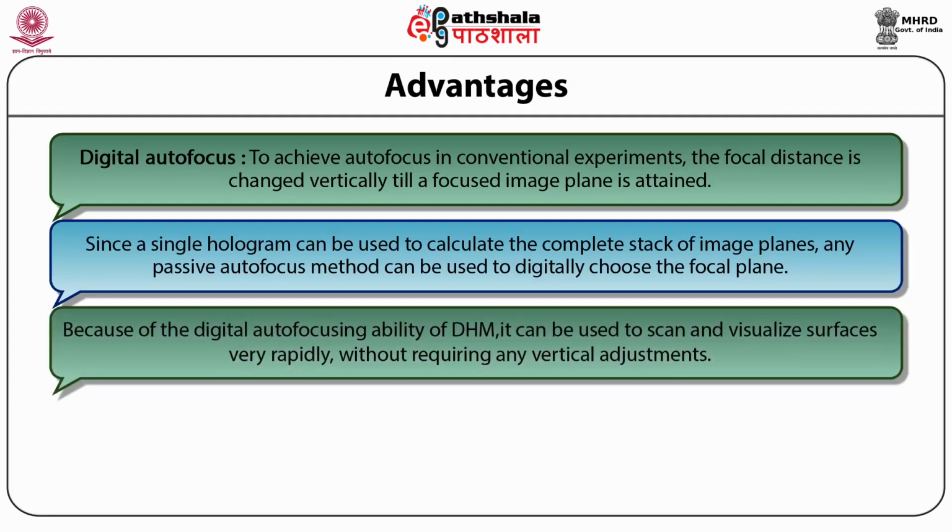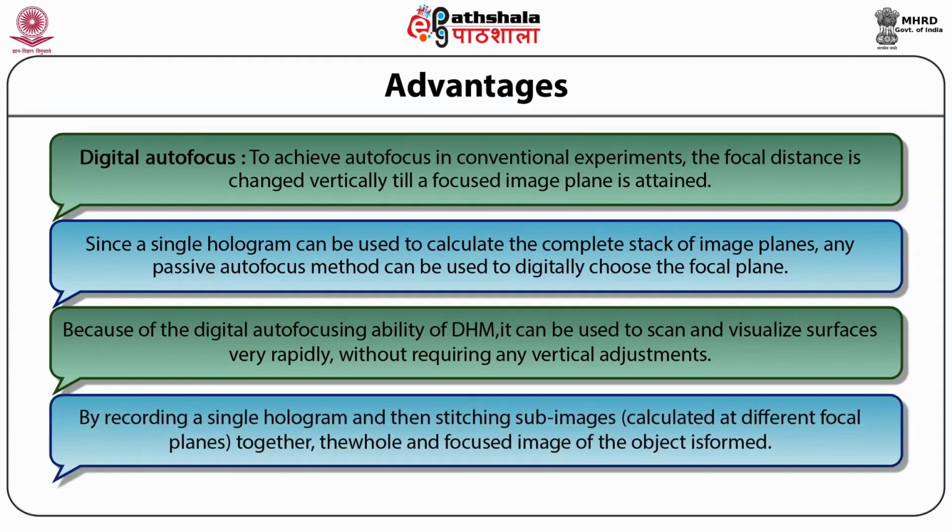Because of the digital autofocusing ability of DHM, it can be used to scan and visualize surfaces very rapidly without requiring any vertical adjustments. By recording a single hologram and then stitching sub-images together, which are calculated at different focal planes, the whole in-focus image of the object is formed.